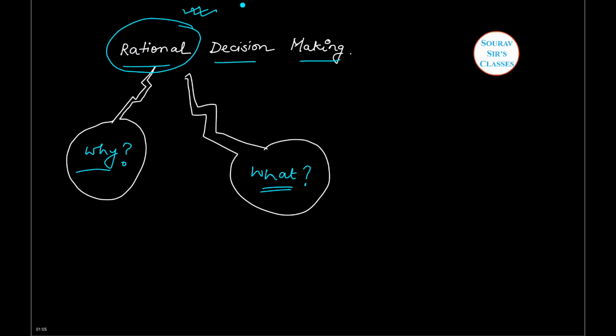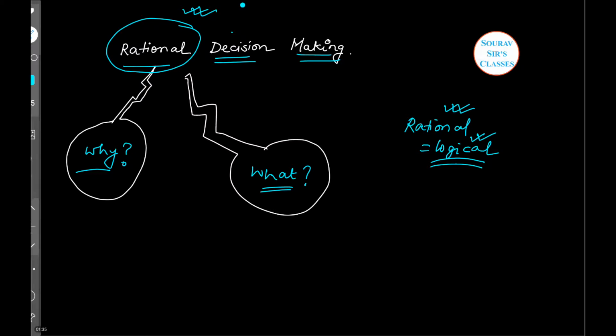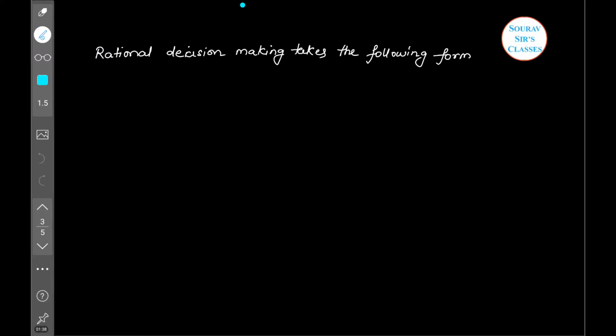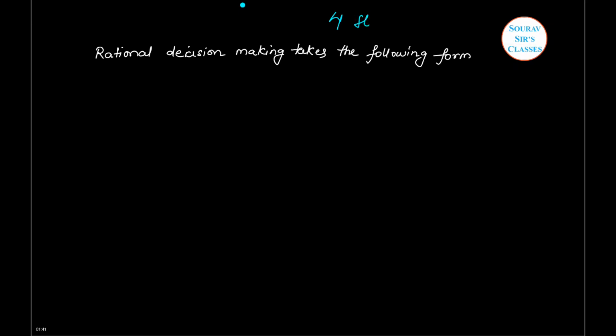So let me help you guys. Rational, if I want to keep it very simple, means logical. So if a person is logical, he will be rational. Today's tutorial will be on rational decision making. That means we need to identify how an individual will take logical decisions. There are four steps to it. Let us see what they are. So we will mention here four steps for rational decision making.